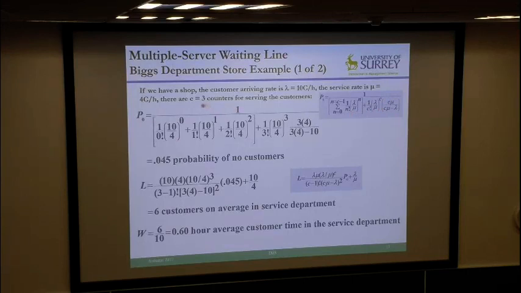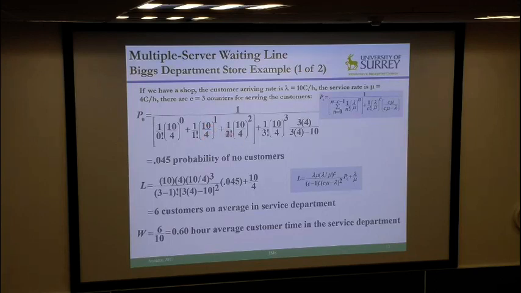Additionally, we should know how many servers we have. Here we have 3 servers, and for every server the service rate mu is 4 customers per hour, and the arrival rate is 10. For the first case, n equals 0, and for the second case, n equals 1: 1 divided by 1 factorial, and 1 factorial is basically 1. With n equals 1, we have 10 divided by 4.